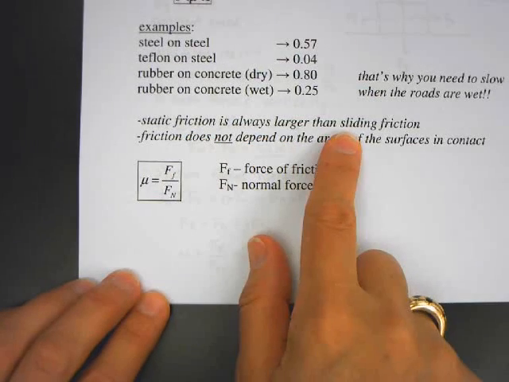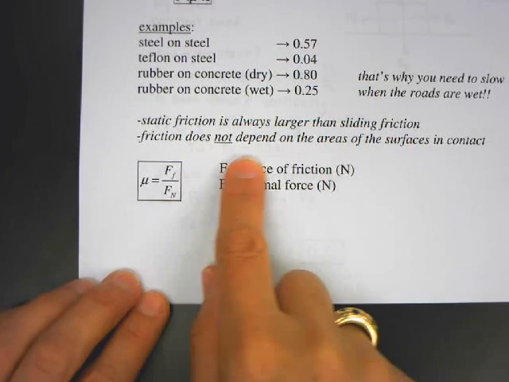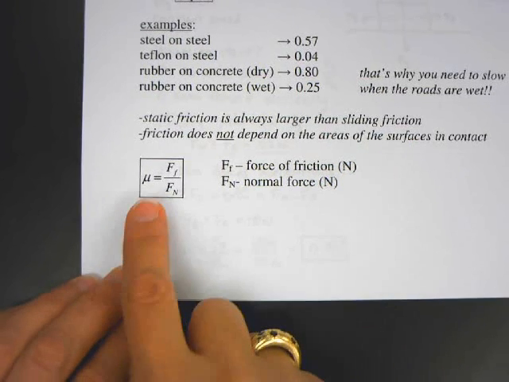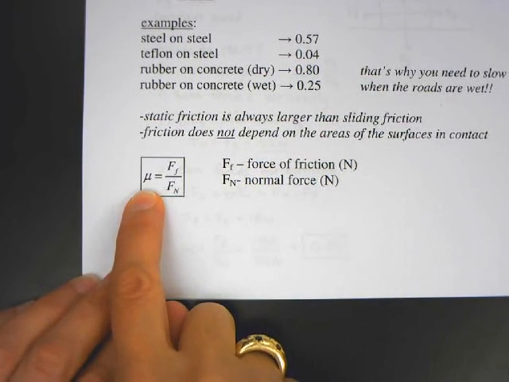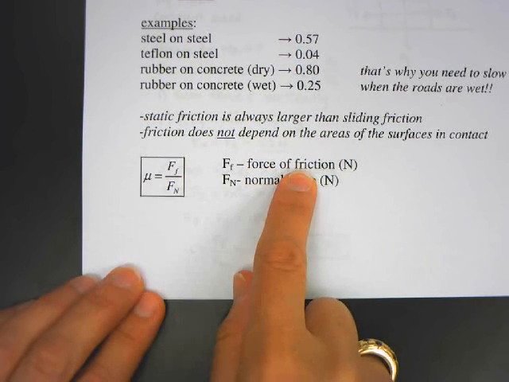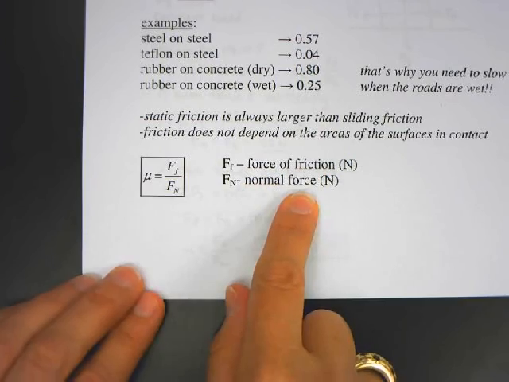So static friction is always larger than sliding friction. Friction does not depend on the areas of contact, the surface areas. So mu, the coefficient of friction, is equal to F_f over F_N. So this is equal to the force of friction divided by the normal force.